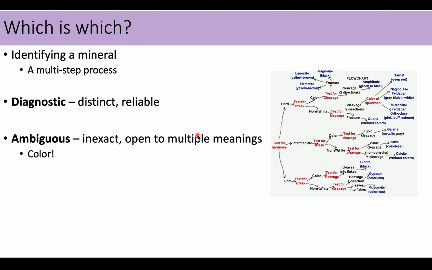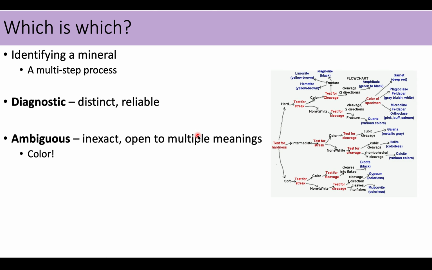So how do we go about telling these minerals apart? It's a multi-step process to determine which mineral is which. There are certain characteristics which we call diagnostic that are very distinct and very reliable, things that are not tricky. It's very black and white, very clear, the answer for that particular identification. Whereas there are also other features of a mineral which are ambiguous.